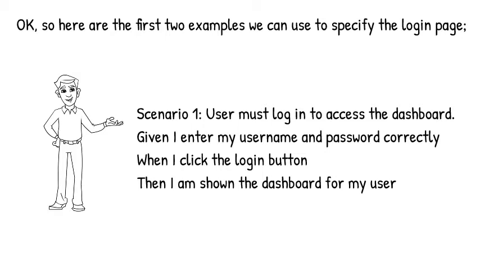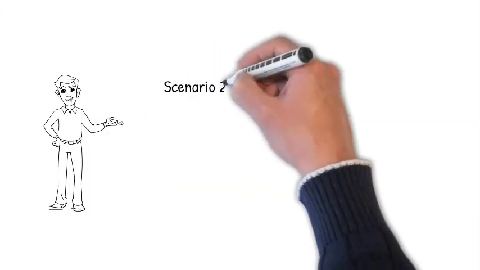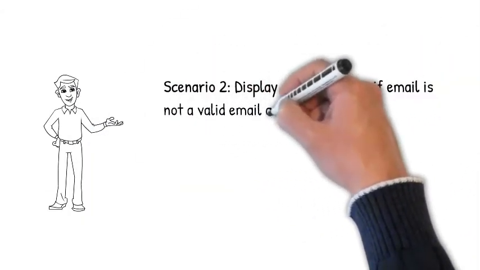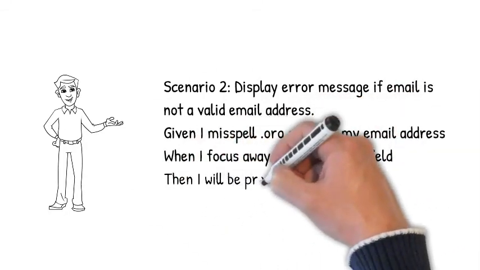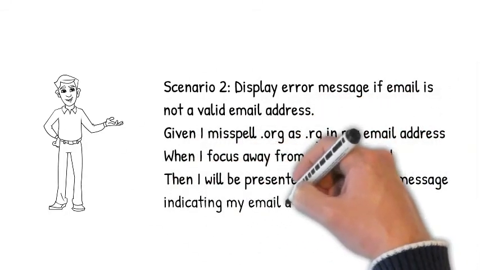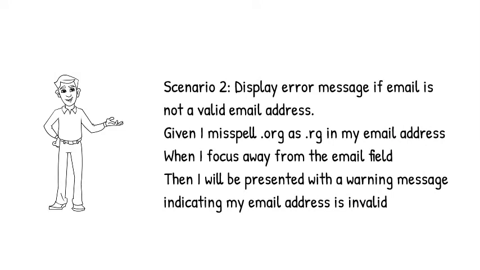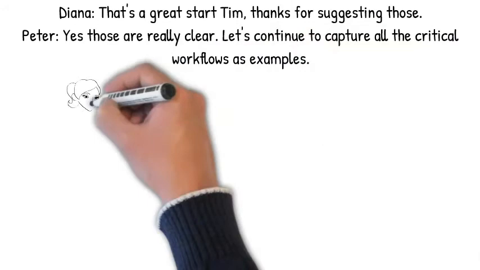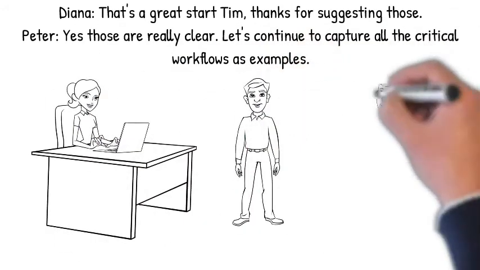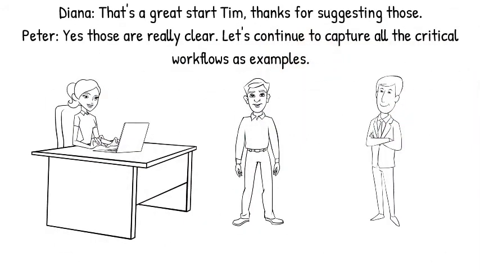The second example is describing the behavior the user will see when they mistype their email address, resulting in an invalid email address syntax. Note that this is different to typing an email address that does not yet exist as a registered user in the system. Diana and Peter are happy with the suggestions Tim has made and are keen to capture all of the critical behaviors of the login page as examples that will clearly specify the solution.